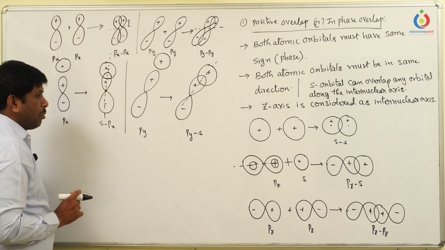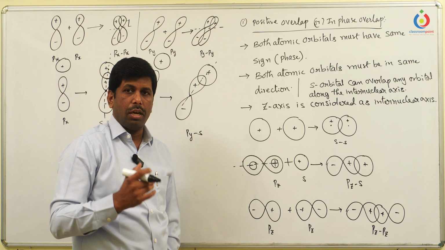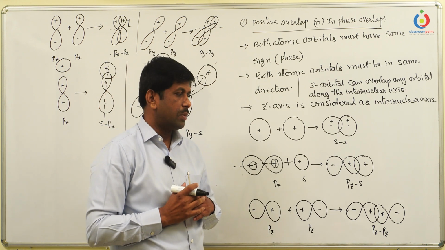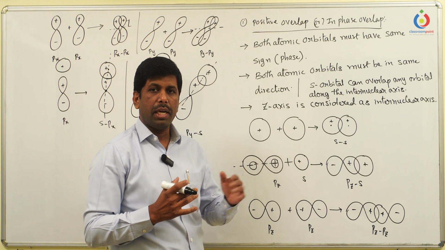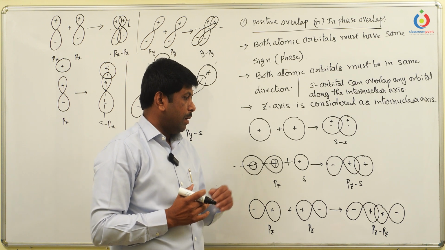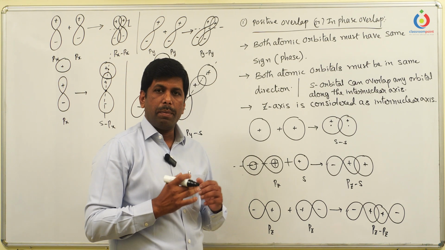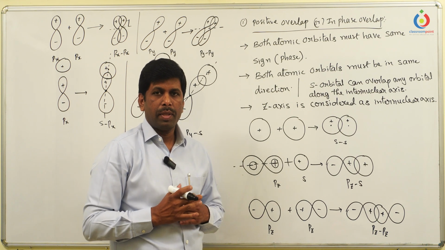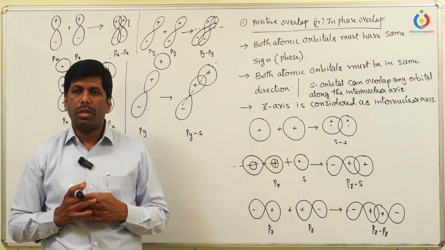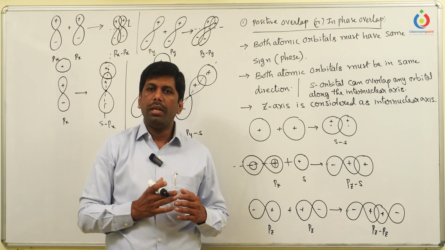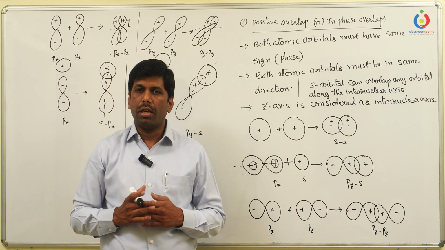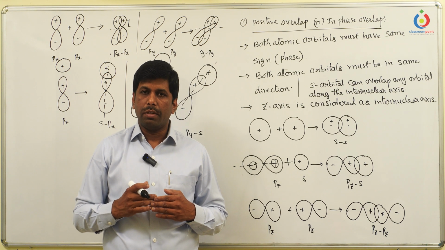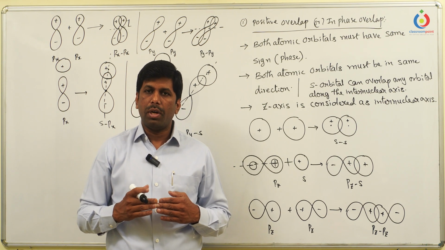So an s orbital overlaps with other orbitals always along the internuclear axis, because the s orbital has no direction, so it can approach any orbital from any direction. But the other orbitals, like p, d and f orbitals, are directional in nature, meaning these lobes are oriented in a particular direction. Hence these p, d and f subshells overlap only in a particular direction. When the direction changes, overlapping does not take place.